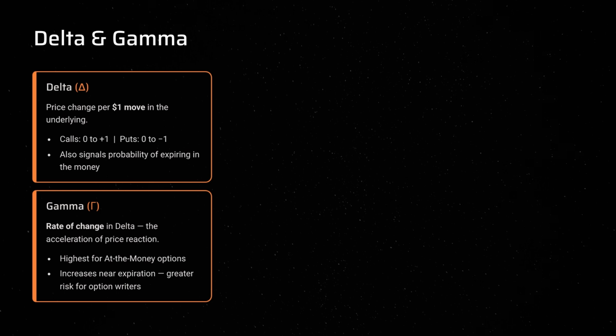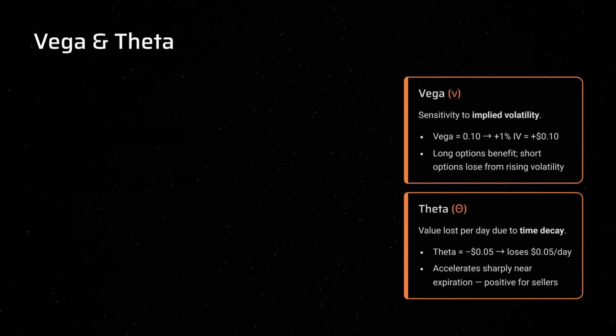Gamma is strongest for at-the-money options and grows as expiration approaches. For sellers, high gamma means more risk from sudden price swings. Vega measures how much the option's value changes when implied volatility moves.